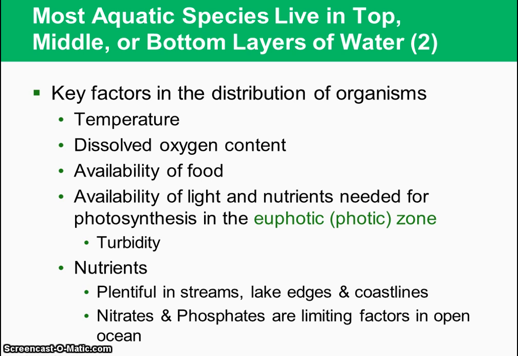Key factors: temperature, dissolved oxygen content, that's the oxygen that fish are able to take in and use. They still breathe oxygen, but they get it dissolved in the water. The availability of food, light, nutrients, especially if we're talking about that food chain, we've got to have light for photosynthesis. Turbidity is the name of the measurement of the cloudiness of the water. And again, those nutrients are incredibly important.